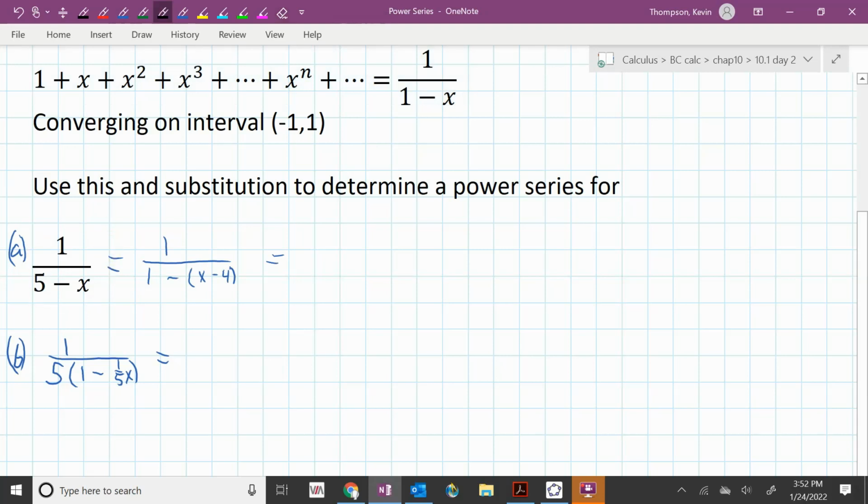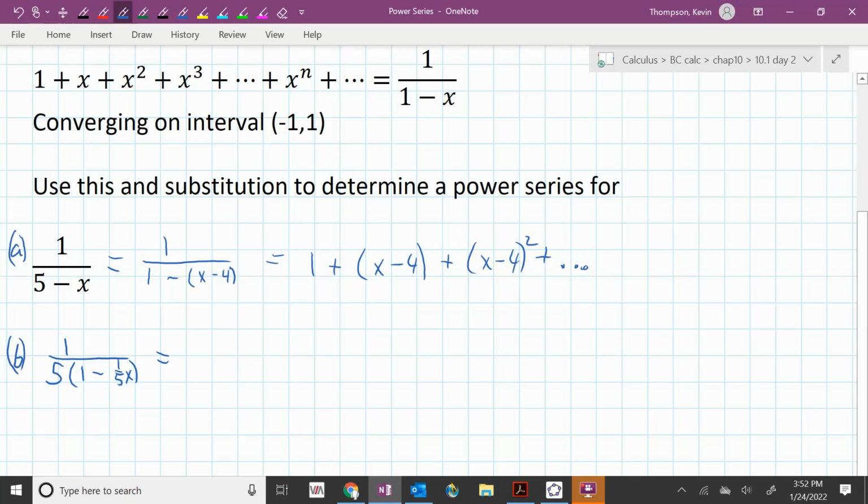as 1 over 1 minus the quantity x minus 4. So if I distribute this negative, I get exactly this statement. So really then by substitution, I should be able to write this side over here, because basically every x has become an x minus 4. So that means that this is equal to 1 plus x minus 4 plus x minus 4 squared plus et cetera, et cetera, et cetera.